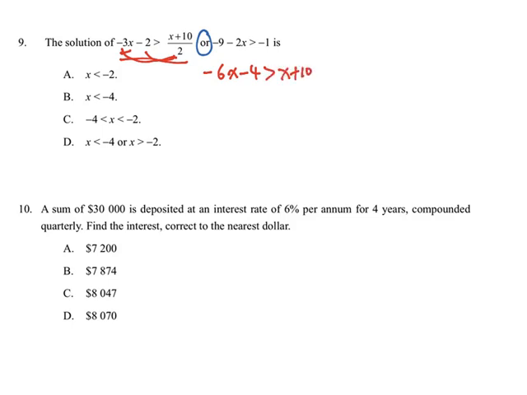Put all x to the left hand side, it becomes minus x, so minus 7x. For 4, move to right hand side, become plus, so 14. X is less than negative 2 because this negative 7 divided, so the sign will change.